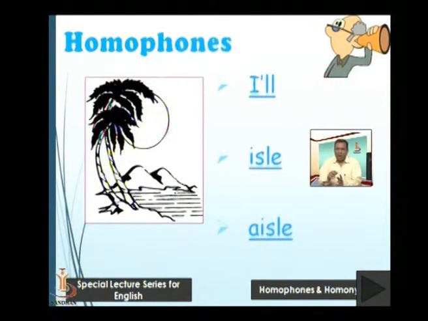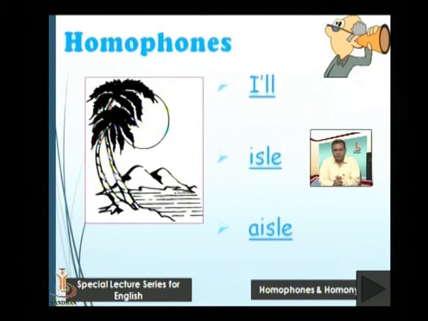So I'll, with an apostrophe and double L, that is one. Then isle, I-S-L-E, in the sense of Ireland, an island. And aisle, A-I-S-L-E. As you can see, there are three words. The pronunciation is almost the same, but they are used in different contexts. This knowledge of homonyms and homophones is very essential for becoming a good user of language.